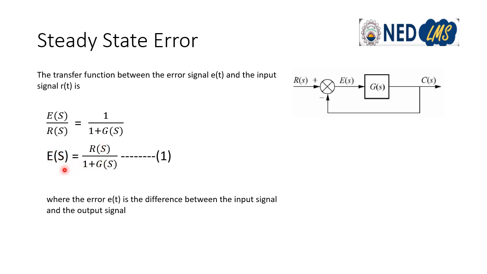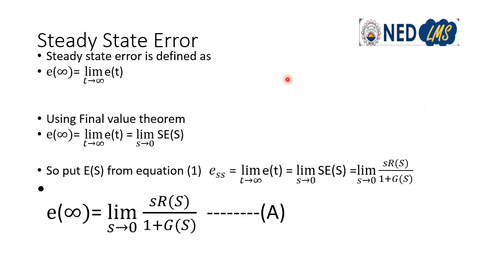E(S) is the error in the S domain, and in the time domain it is E(t). This E(t) is the difference between the input signal and the output signal. So this is marked as equation number 1: E(S), the error in the S domain, equals R(S) upon 1 plus G(S). Now the steady state error is defined.